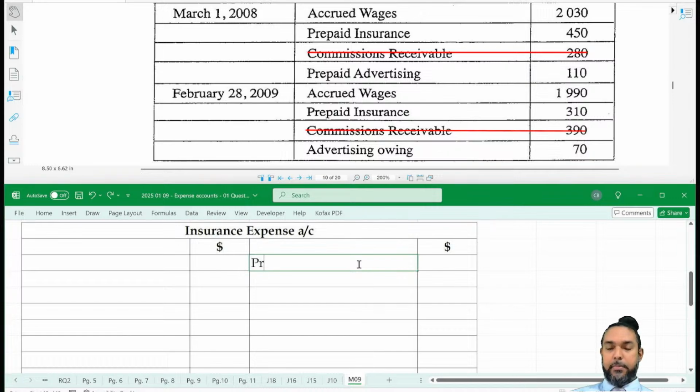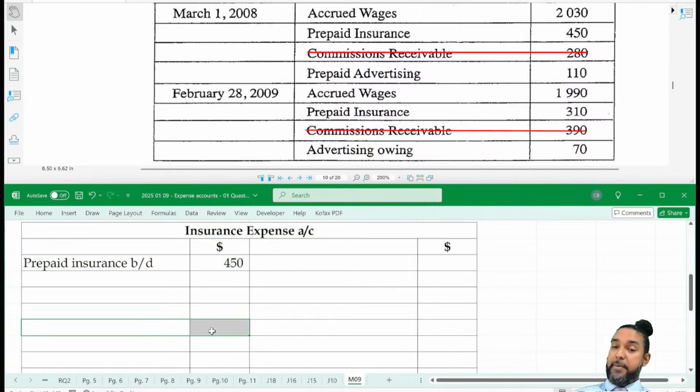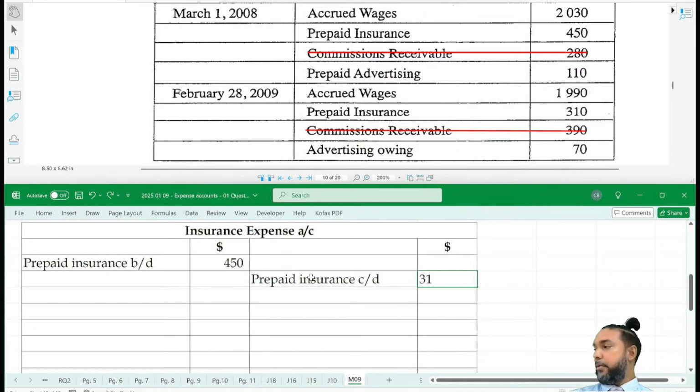So prepaid insurance brought down would be 450, right? It's also prepaid at end. Now that'll be brought down here, but before it can be brought down here, you have to be carried down from the debit side. Credit. Sorry, I'm doing the wrong thing. This is the debit side here. Right. So let me start over. A prepaid expense is an asset. Assets have debit balances at start. It's also prepaid at end, which means it's going to be brought down here in the new period. But before it can be brought down on the debit side, it has to be carried down from the credit side. So prepaid insurance carried down, that is 310.